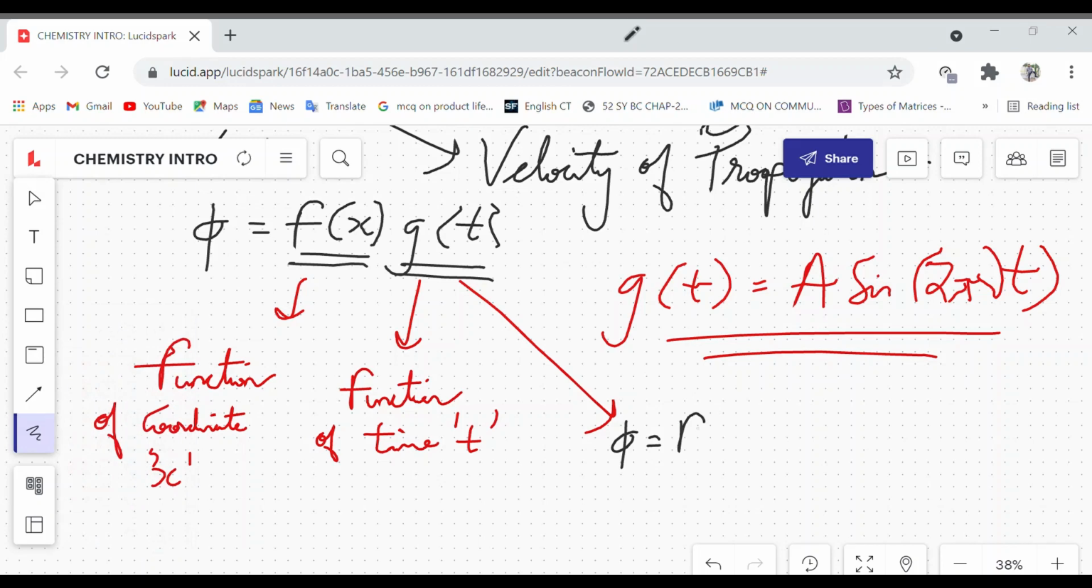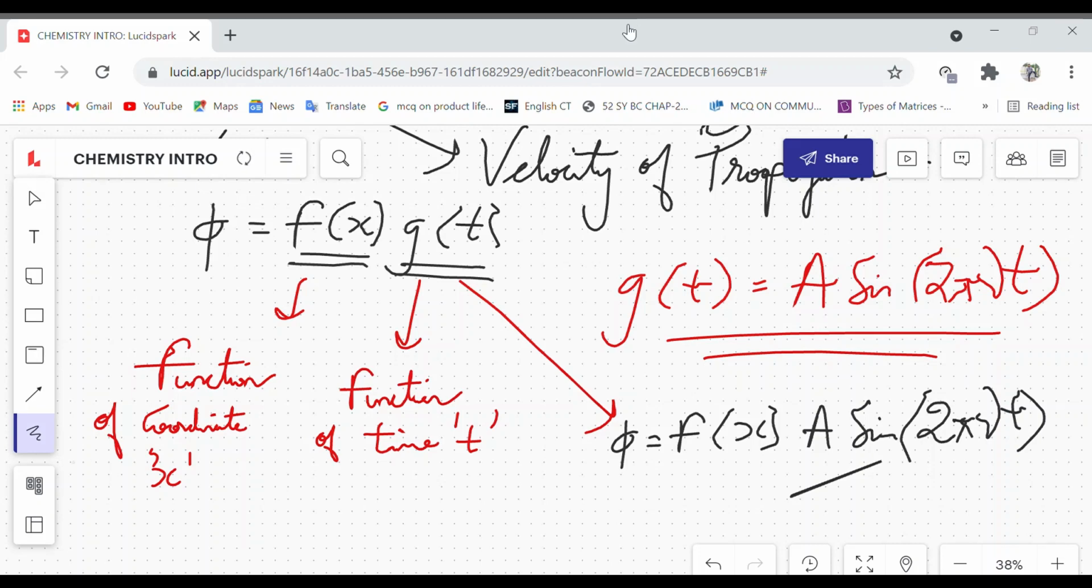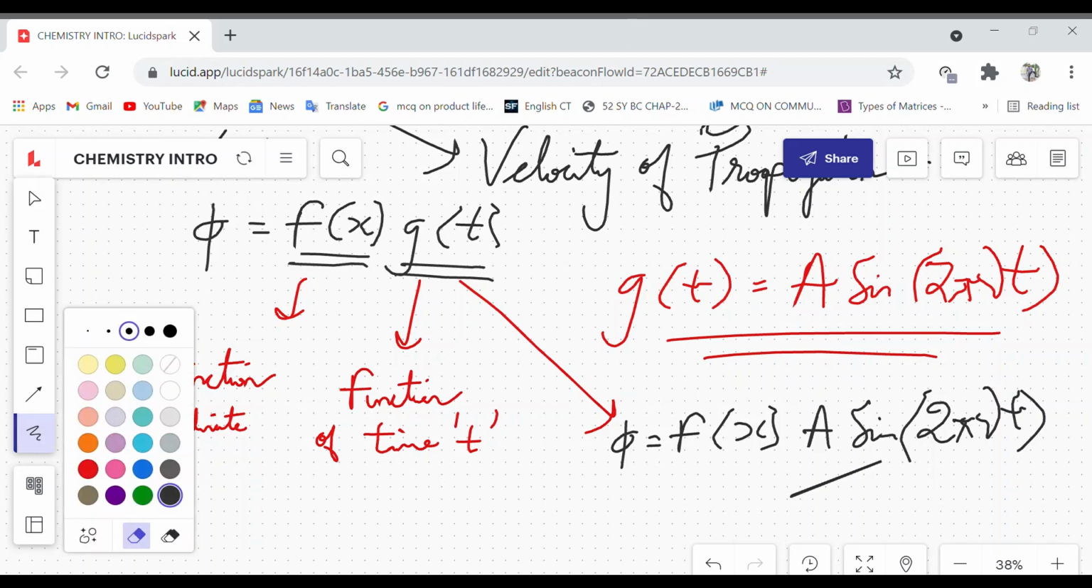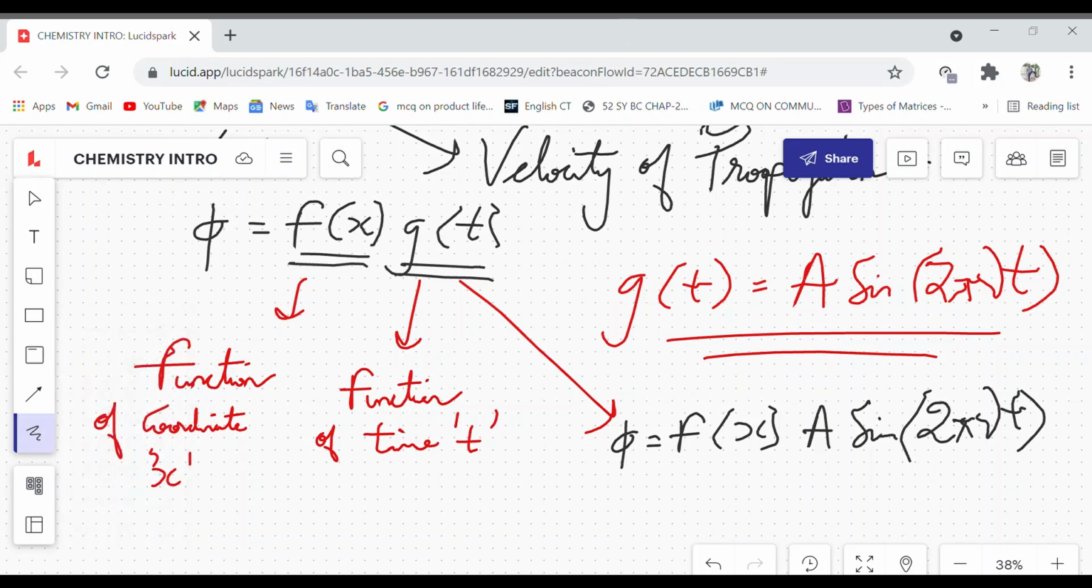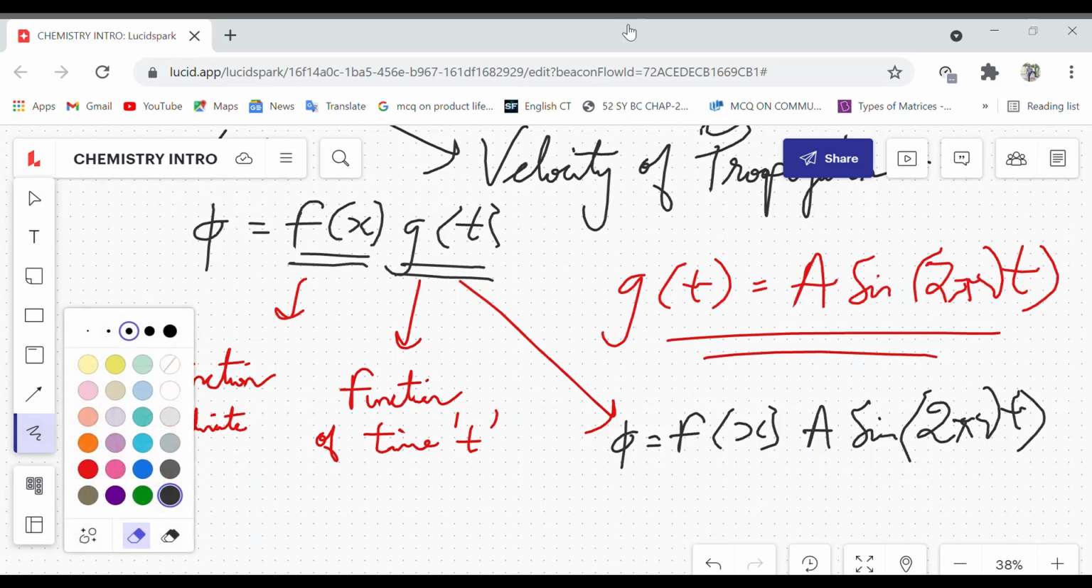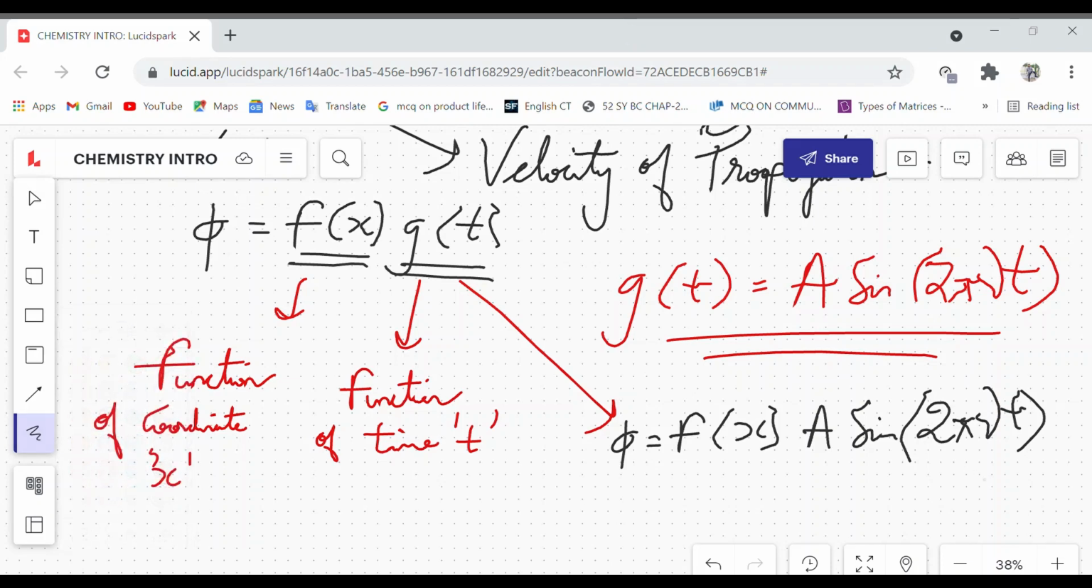f of x into a sine 2 pi nu t. What, my eraser is not working out. So this can be written in place of this as g of t equal to a sine 2 pi nu t. Then phi is equal to f of x into a sine 2 pi nu t.